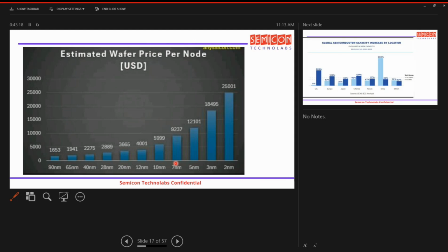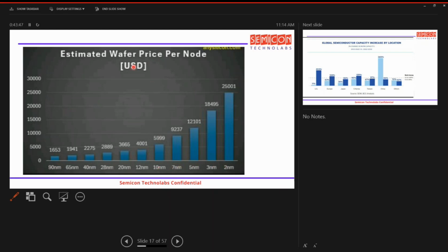Now let's see estimated wafer price per node. This is again related to fabrication. These are just general ideas to make you aware of how the technology is improving and how much money is rotating in the VLSI industry. So 90 nanometer all the way to 2 nanometer, right? In 2 nanometer, if you see the blue color chart, it has dominated all the other technology nodes, 3 nanometer, 5, 7, 10, and all.